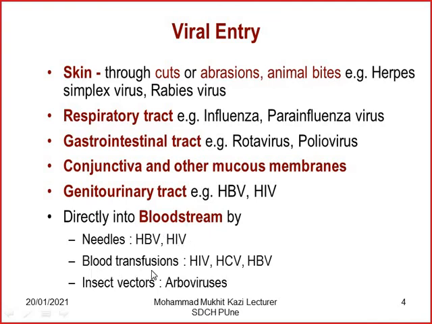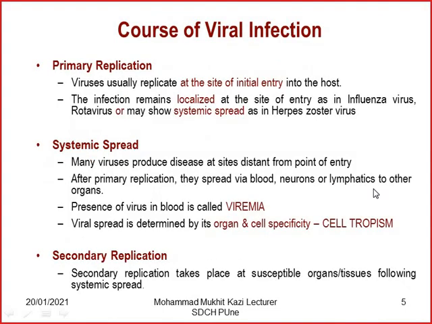Blood transfusion: if a donor is positive for HIV and you try to give the blood without screening, then infections like HIV, hepatitis C virus, and hepatitis B virus can occur. Of course, insects can also be the transmission route, and the examples are the arboviruses. Dengue is an example of viral infections received through vectors.